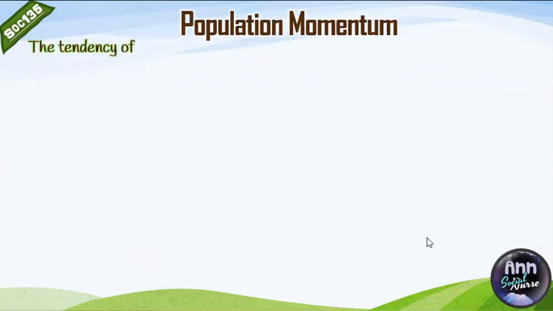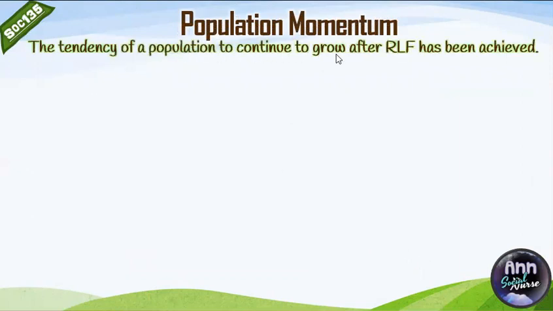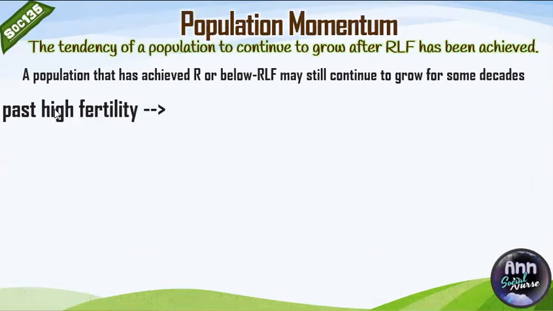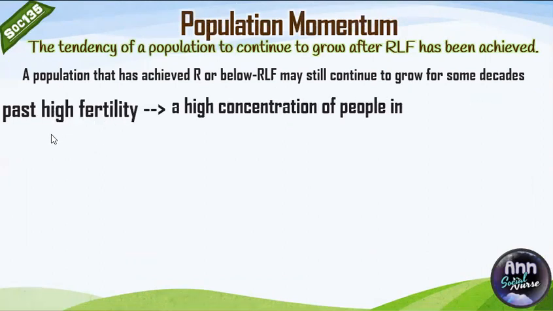Another concept is population momentum. This is the tendency of a population to continue to grow after the replacement level fertility has been achieved, that is 2, to replace the two parents. A population that has achieved replacement or below replacement level fertility may still continue to grow for some decades, for example, because of the past high fertility.